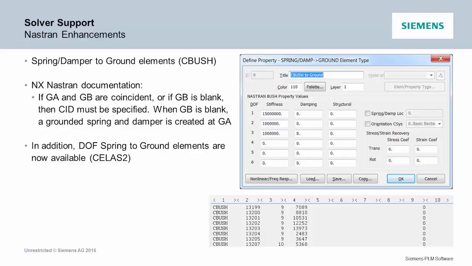Another small thing, in Nastran, if a CBUSH or a CELAS, if node 2 is blank, that's a spring to ground. We now support that. So it's actually a new element type. You actually go create a spring to ground element, and there's only one node you put in, but it'll automatically create that.